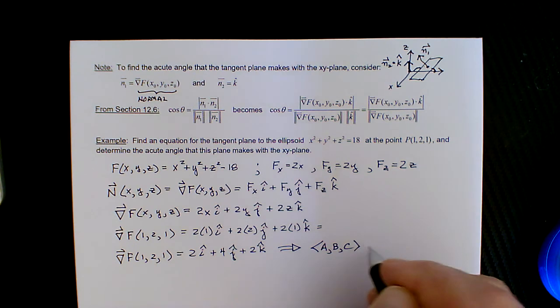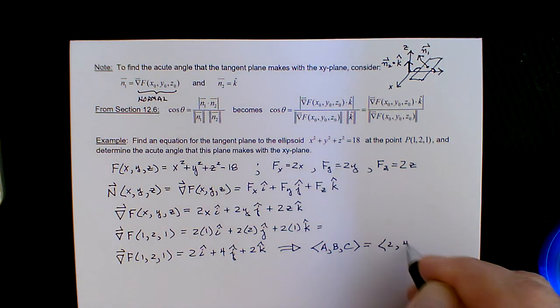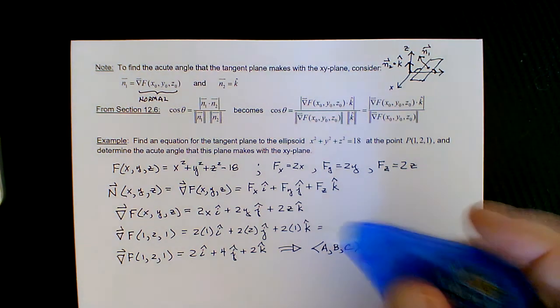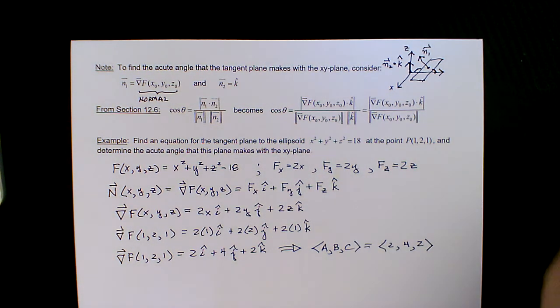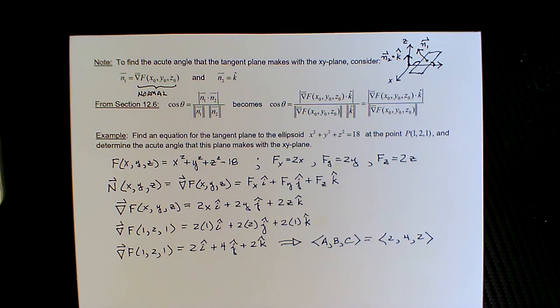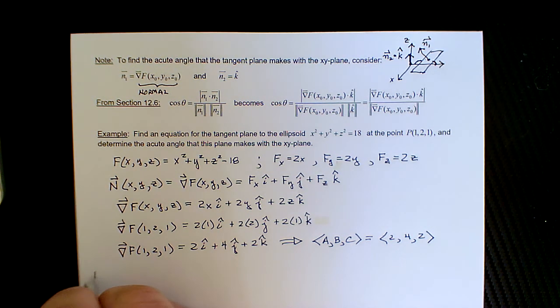And conveniently, your choice, you don't have to, but in vector form, a, b, c would be 2, 4, 2. Okay, so there's our normal vector. And so we then have to find the tangent plane.